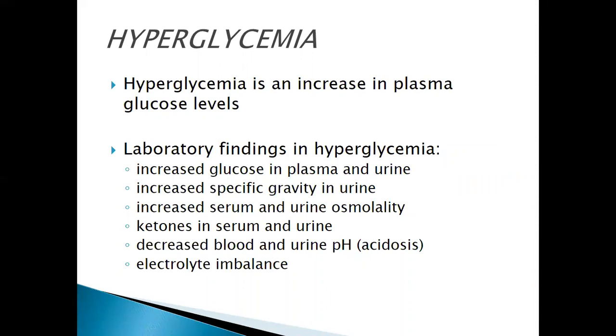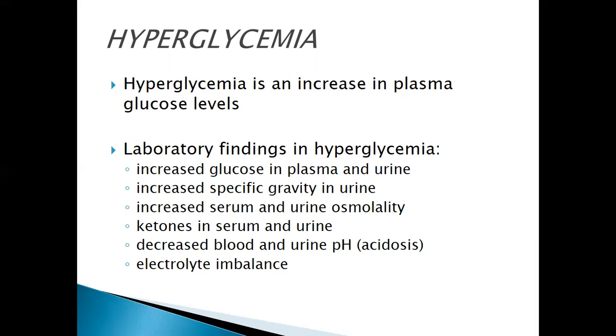Okay, so from the term itself, hyper meaning there is an increased level of what metabolite, glycemia, glucose. So hyperglycemia refers to an increase in plasma glucose levels. So normally the findings in hyperglycemia are as follows. So we have increased glucose in the plasma and urine.